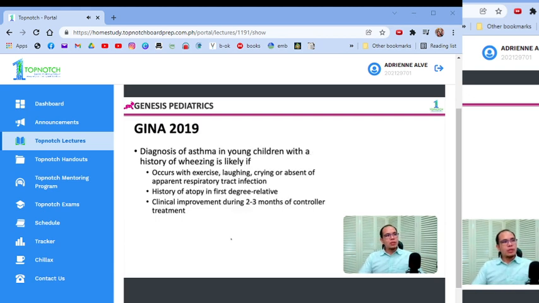Okay? So, according to GINA 2019, okay, the diagnosis of asthma in young children with a history of wheezing is likely if it occurs with exercise, laughing, crying, or absent of apparent infection. There's a history of atopy in the first degree relatives, and there's clinical improvement during 2 to 3 months of controller treatment. So, pag nag-respond siya sa asthma controller medication, then there's a high probability that you're likely dealing with asthma.